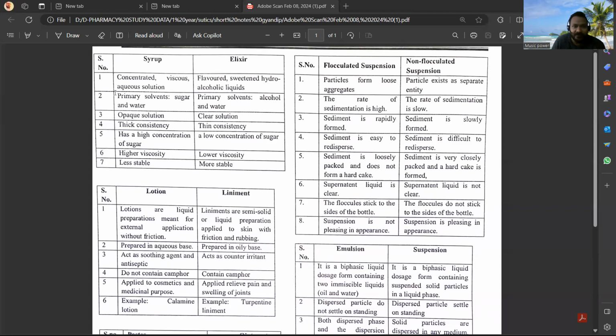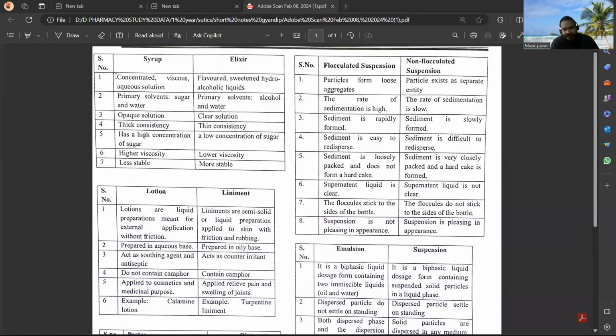There are seven differences between syrup and elixir. The first difference is syrups are concentrated, viscous, aqueous solutions, and elixirs are flavored, sweetened, hydroalcoholic liquids. Syrups contain the primary solvent as sugar and water, and elixir contains the primary solvent like alcohol and water. Syrups are opaque solutions and elixirs are clear solutions.